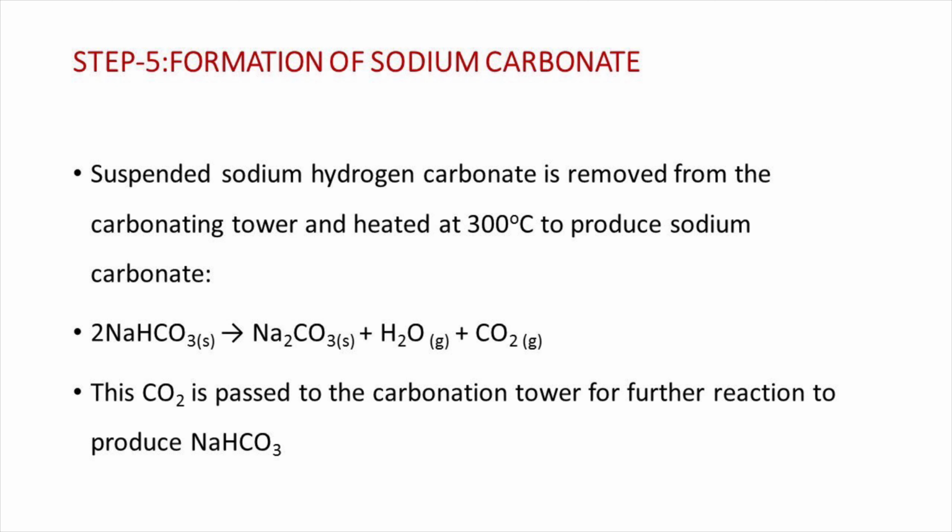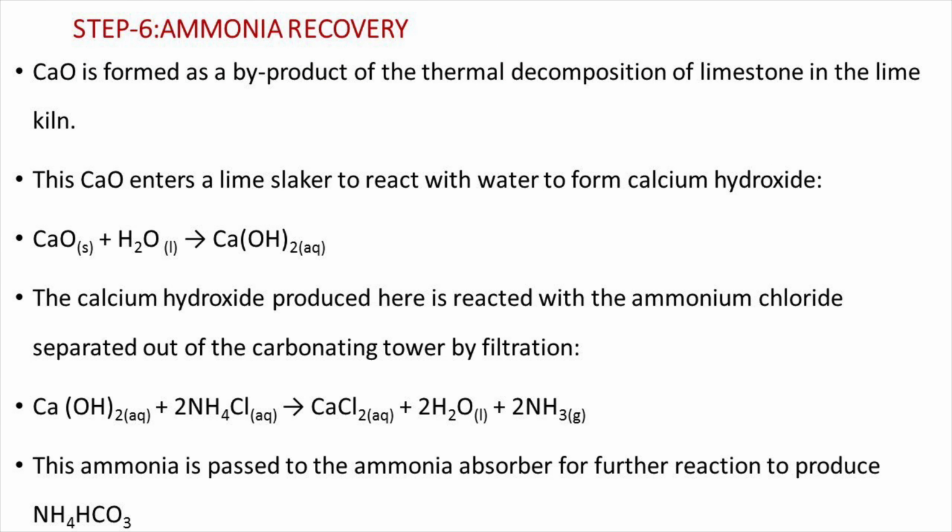Step 5 is the formation of sodium carbonate. Here, suspended sodium hydrogen carbonate is removed from the carbonating tower and heated to 300 degrees Celsius to produce sodium carbonate. That is, when heating sodium hydrogen carbonate, it produces sodium carbonate plus water plus carbon dioxide. This carbon dioxide is passed to the carbonation tower for further reaction to produce sodium hydrogen carbonate. Step 6 is the ammonia recovery.